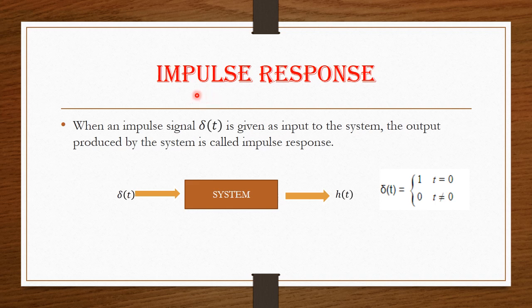Next, let us see what is impulse response. For a system, when we give an impulse signal as input, you will be getting a response or output. That response is called the impulse response. It is denoted as h of t in case of a continuous time system, h of n in case of a discrete time system. del of t is equal to 1 for t equal to 0. This is the unit impulse input. For t equal to 0, you will be getting 1, and for the remaining values of t, its value is equal to 0.